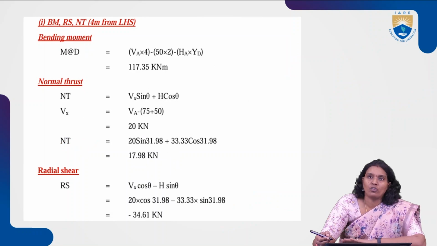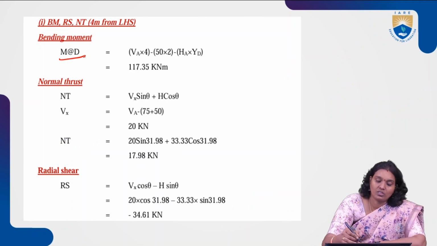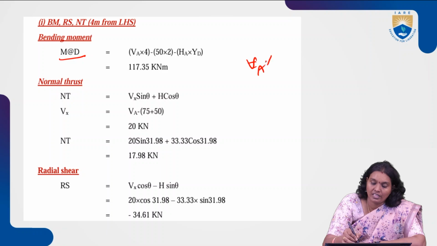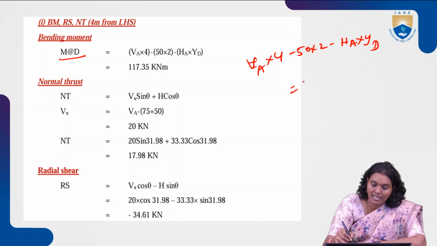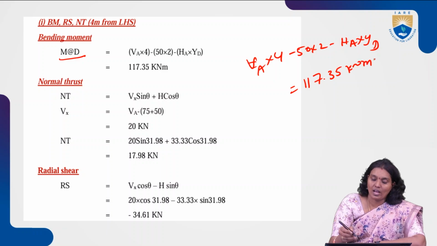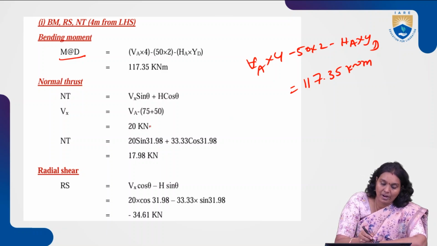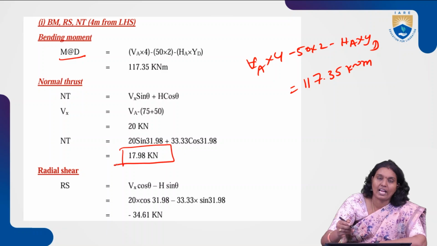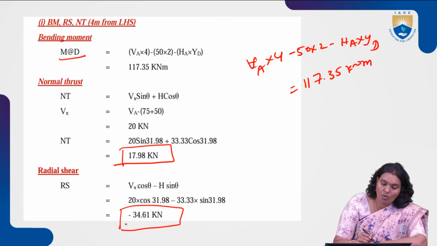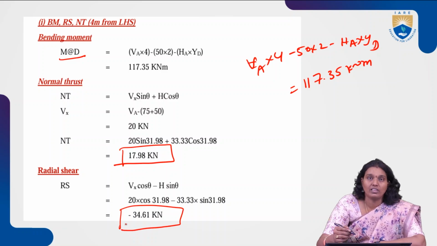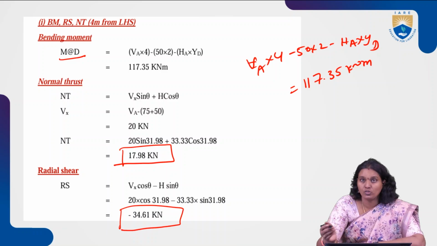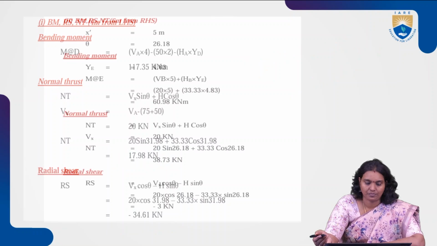And find out the bending moment at D. That is equal to VA into 4 minus 50 into 2 minus HA into YD. So the bending moment at D is equal to 117.35 kilonewton meters. As per the formula, the normal thrust we are applying is equal to 17.98 kilonewtons. Similarly, the radial shear is equal to minus 34.61. Like this, we understand the requirements for the various conditions.